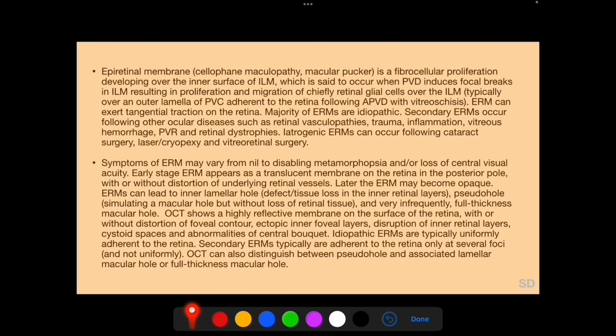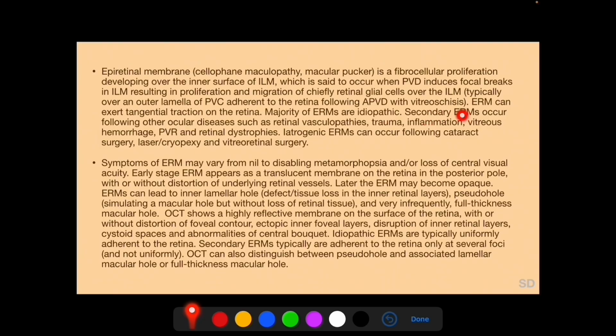Epiretinal membrane, also known as cellophane maculopathy or macular pucker, is a fibrocellular proliferation developing over the inner surface of the internal limiting membrane, which is said to occur when posterior vitreous detachment induces focal breaks in the internal limiting membrane, resulting in proliferation and migration of chiefly retinal glial cells over the internal limiting membrane. An epiretinal membrane can exert tangential traction on the retina. The majority of epiretinal membranes are idiopathic.